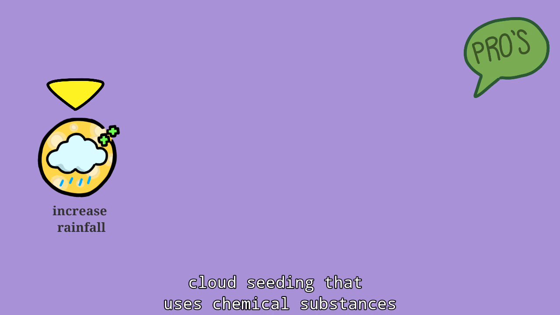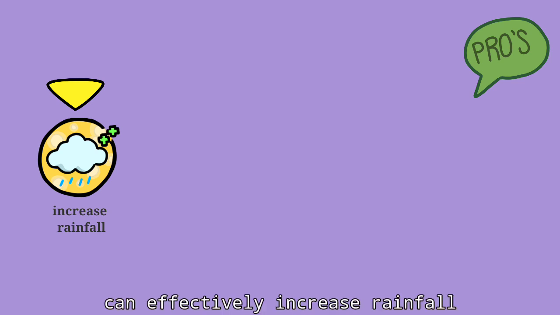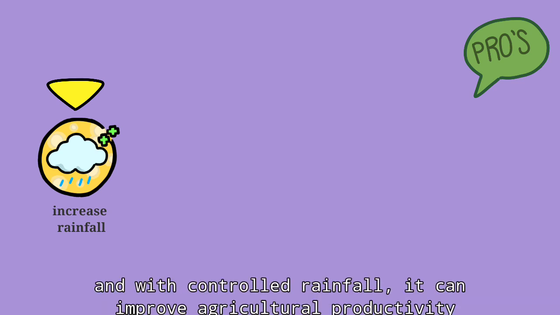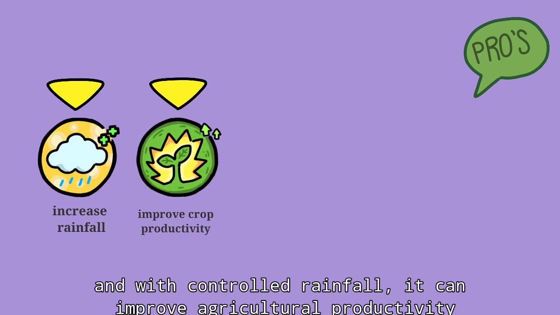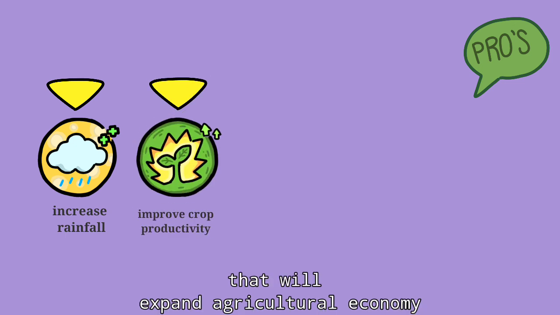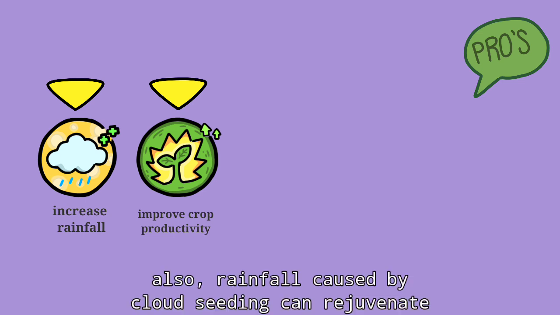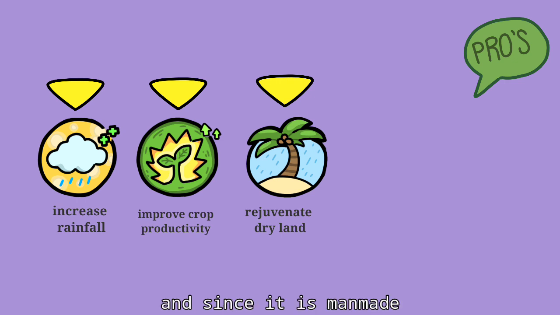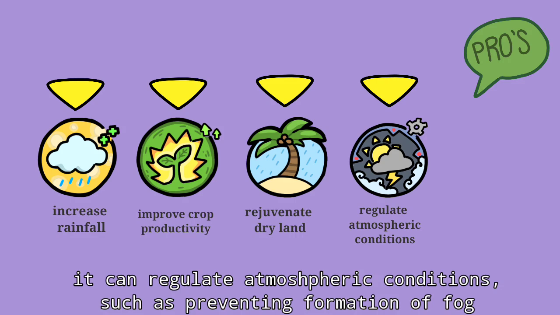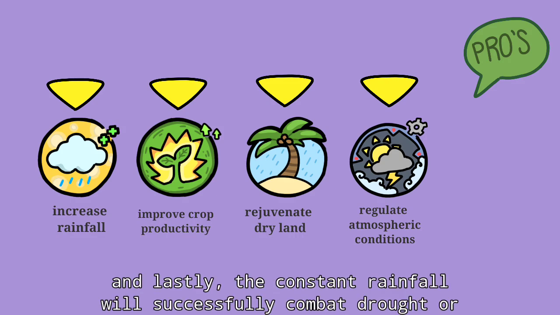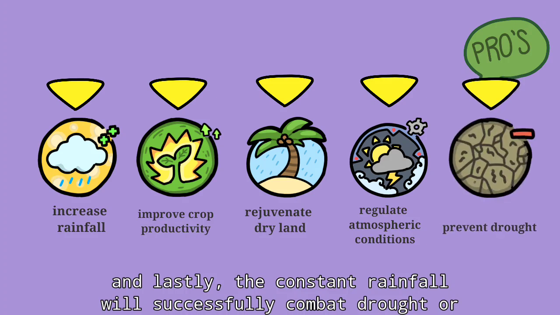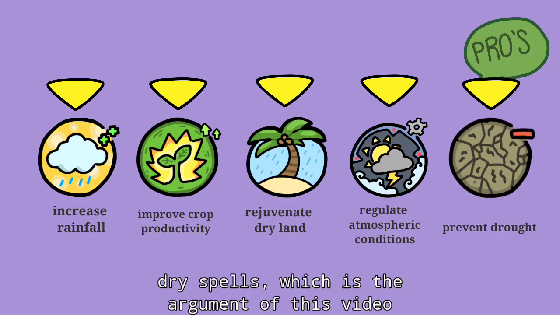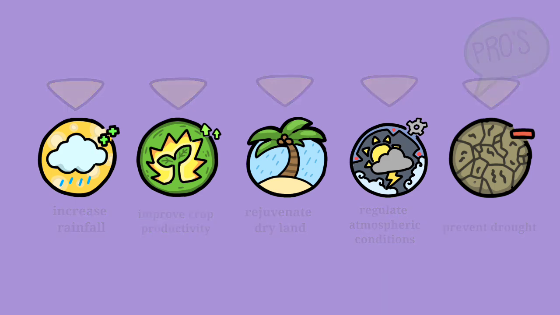Cloud seeding that uses chemical substances can effectively increase rainfall, and with controlled rainfall, it can improve agricultural productivity that will expand the agricultural economy. Also, rainfall caused by cloud seeding can rejuvenate dry land that is essential for arid regions, and since it is man-made, it can regulate atmospheric conditions such as preventing formation of fog. And lastly, the constant rainfall will successfully combat drought or dry spells, which is the argument of this video.